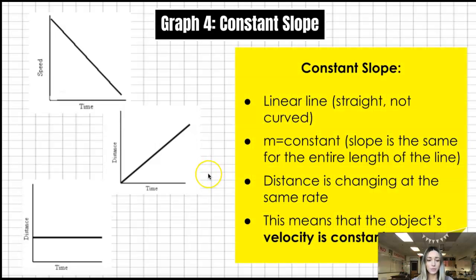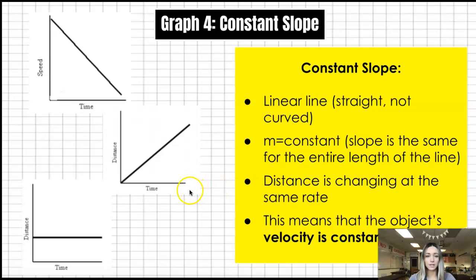Another type of slope that we should be able to recognize is a constant slope. We just saw two examples of constant slope. In fact, all three of the examples that we've looked at so far have been constant slopes. I know that the slope is constant because my lines are linear, meaning they are not curved. That means the steepness of the line is the same for the entire length of the line. That's how I know that I have a constant slope.